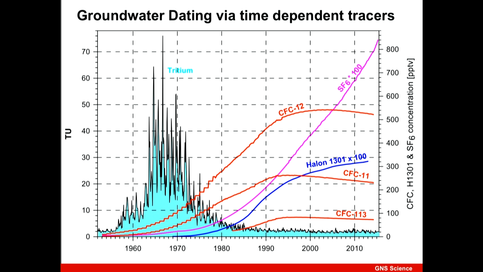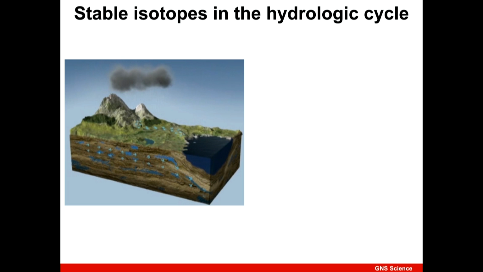But we have one very efficient tracer, which is sulfur hexafluoride. It's coming from electrical switchgear in small amounts released to the atmosphere, dissolving into the rainwater. So we have an ever-increasing concentration in rainwater, and we can measure the concentration in the groundwater, so we can relate it to the time when it was recharged. So that's the age tracers.